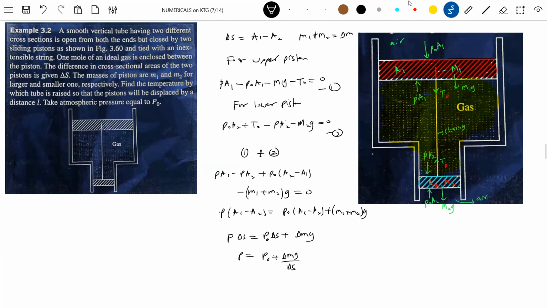Look at the pressure of gas. Is it a constant or variable? P0 will not change, delta M will not change, g will not change, delta S will not change. So pressure of gas will be constant.